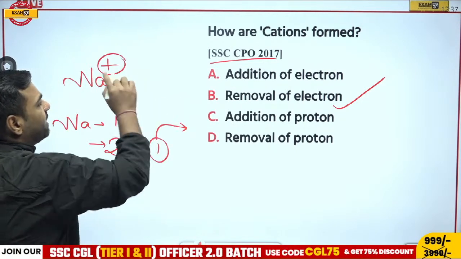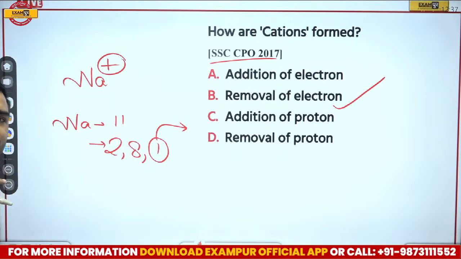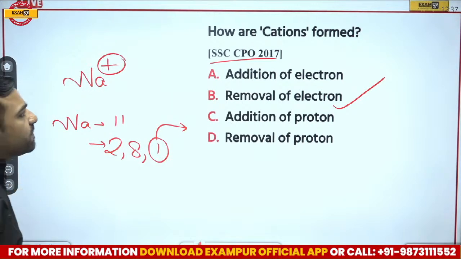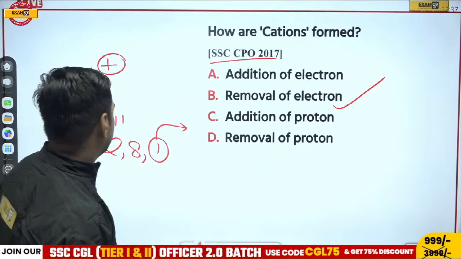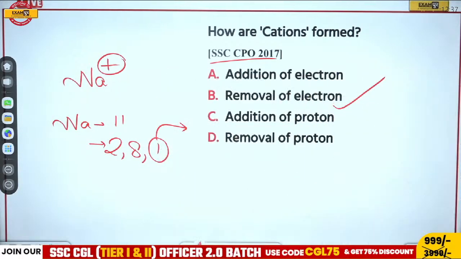If 1 electron is donated, I'll write single plus. If 2 electrons are donated, I'll write 2 plus, and so on. So, cations are actually formed by the removal of electrons. So option number B is going to be the correct answer.